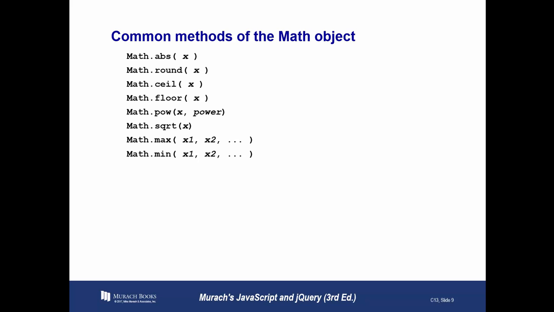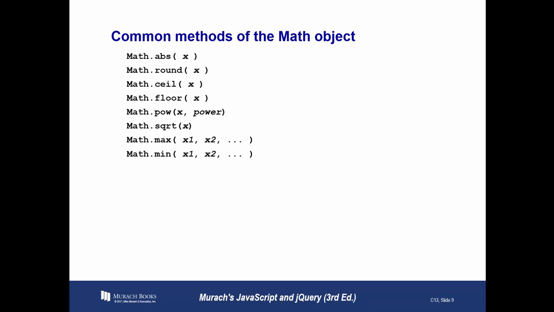Round will round to the closest integer. If the decimal portion is 0.5 or above, it'll round higher. If it's less than 0.5, it'll round lower. Math.ceil will always be rounded to the next highest integer. I believe even if it's like 3.1, it'll round to 4. Math.floor will always round to the lowest integer. So I believe even if it's 3.9, it'll be rounded down to 3.